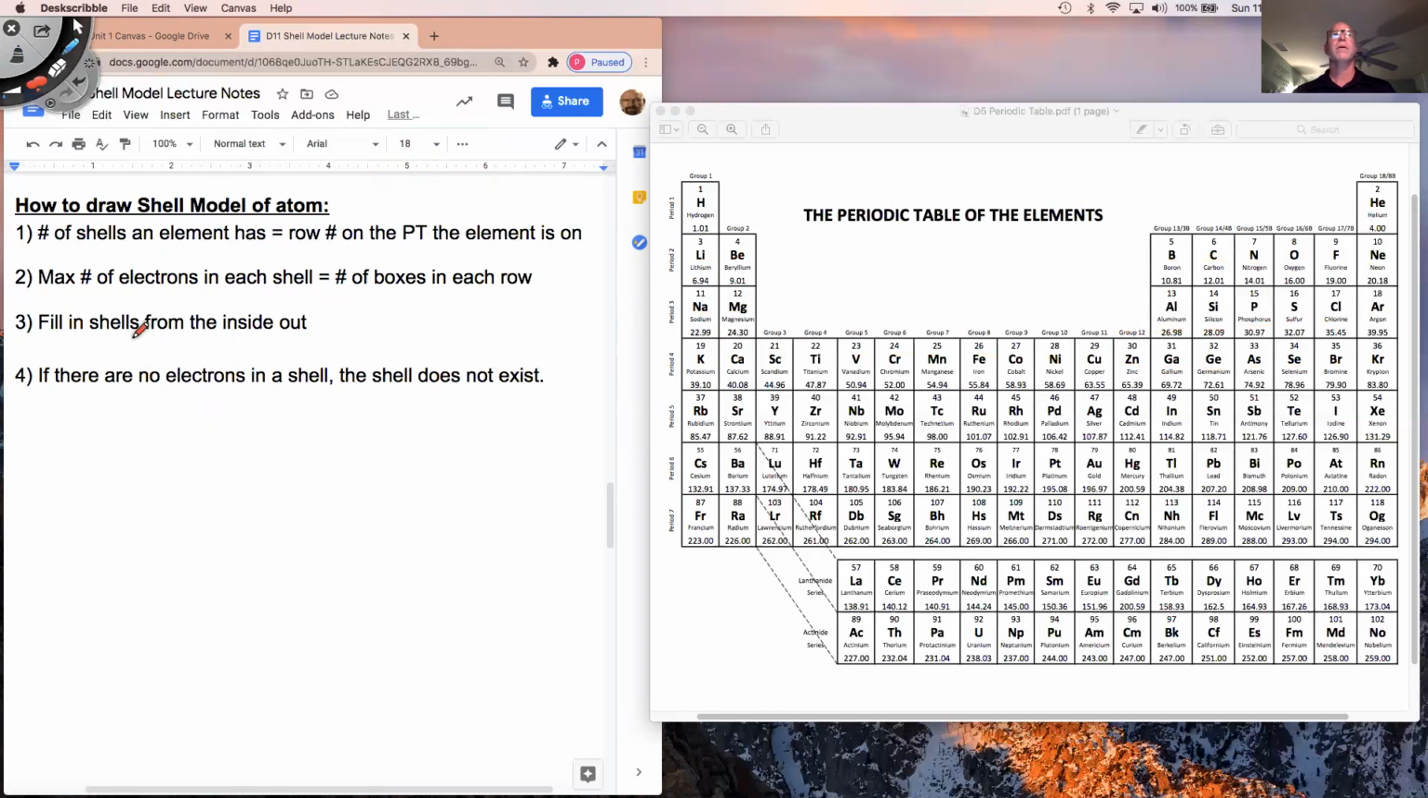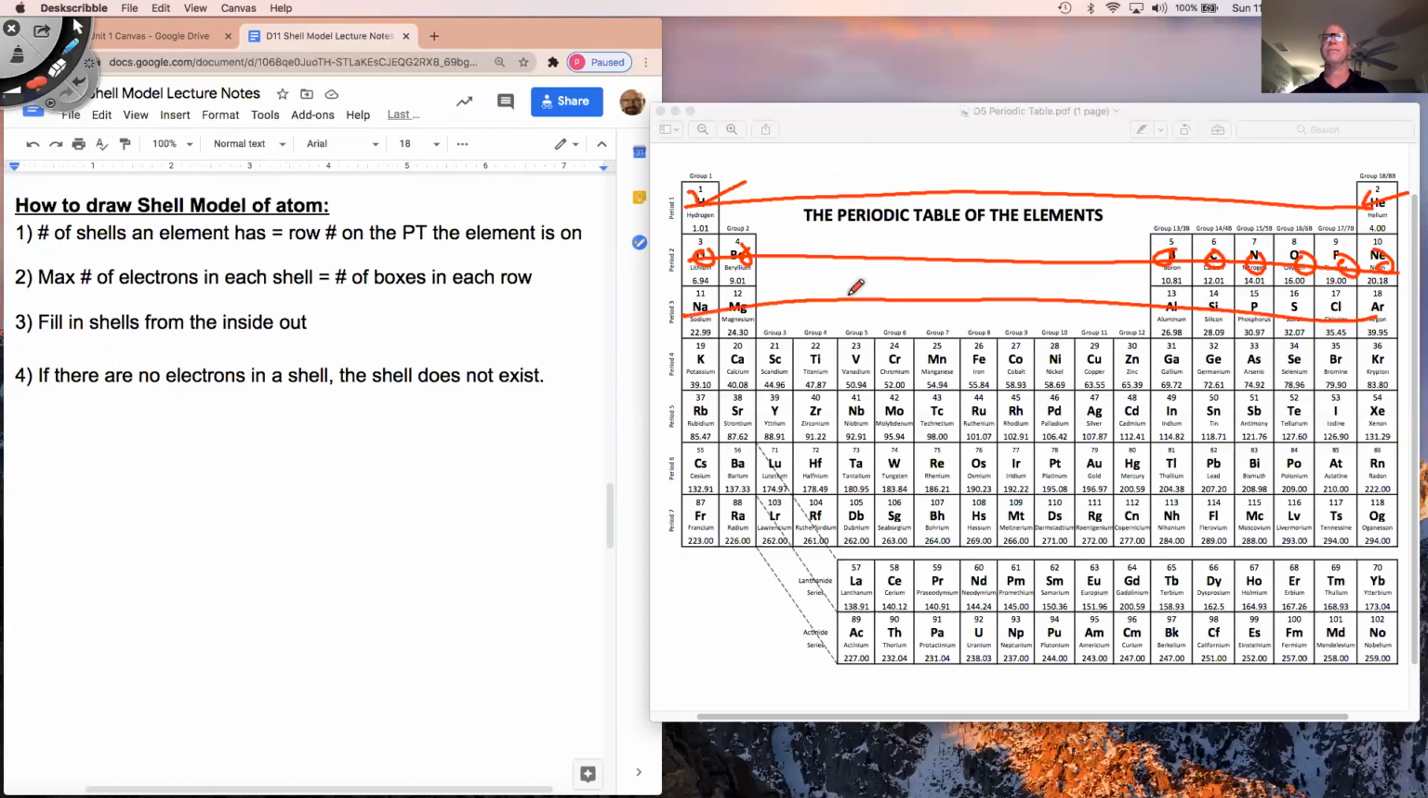Okay? The maximum number of electrons in each shell will equal the number of boxes in each row, which means row 1 will have 2 electrons. Row 2 is going to have 8 electrons. 1, 2, 3, 4, 5, 6, 7, 8. Row 3 is going to have how many electrons? 8 again. 1, 2, 3, 4, 5, 6, 7, 8. Row 4 is going to have how many electrons? It's going to have 18.